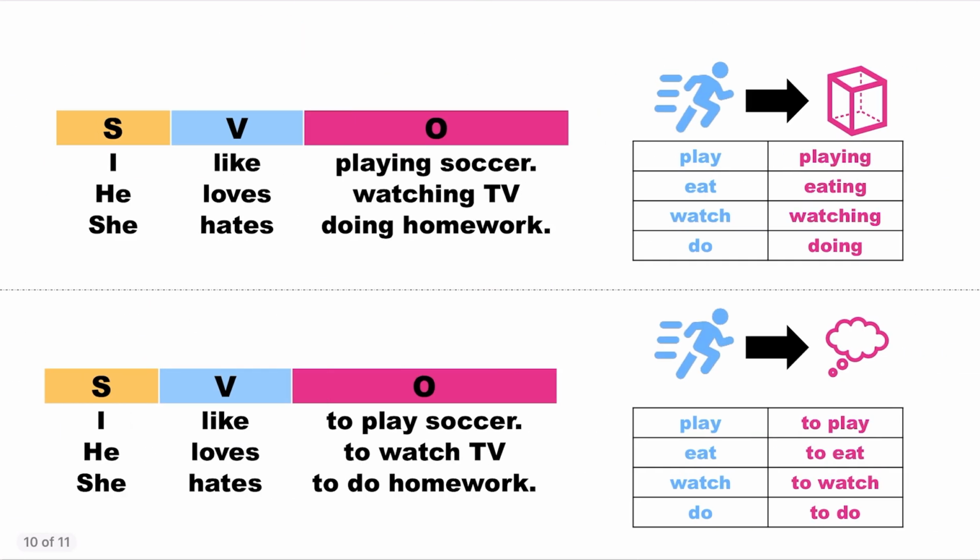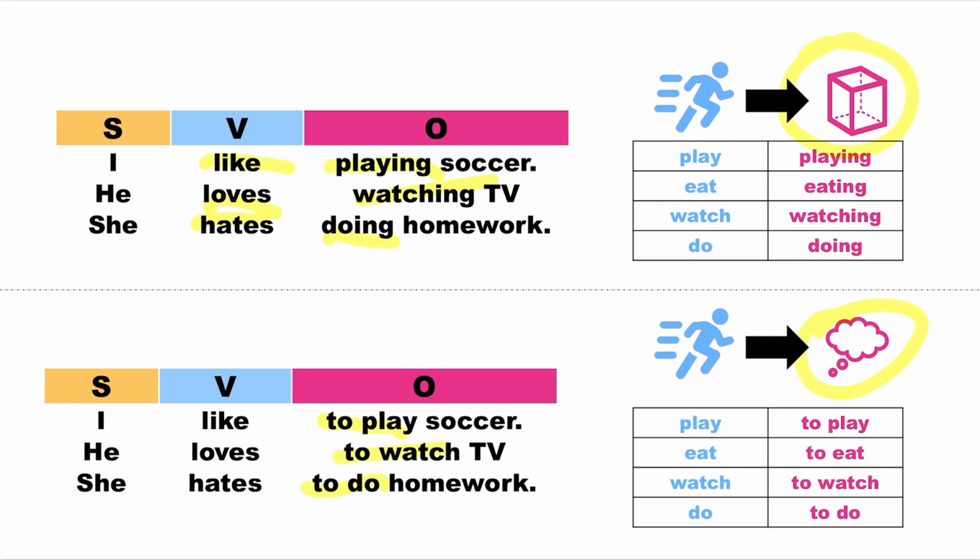The problem is when we have these sentences. I like playing soccer, doing the thing. He loves watching TV. She hates doing homework. This one, saying the real thing. You like, love, you hate, you dislike, you prefer. But this also works with the idea too. I like to play soccer. I like the idea. I like the concept. I like that plan. He loves to watch TV. She hates to do homework.